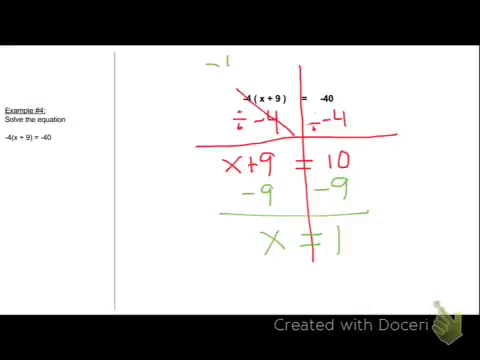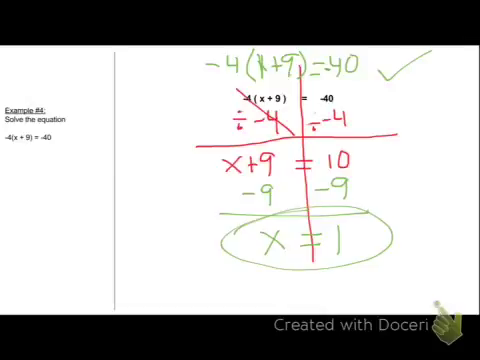So then I'm going to check this. Negative 4 times 1 plus 9 equals 40. Sorry, negative 40. 1 plus 9 is 10. And negative 4 times 10 is negative 40. So this checks out. And you should always circle your solution at the end also. So that's how we do two-step equations.